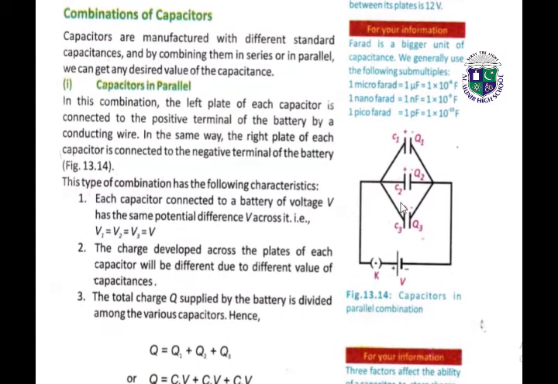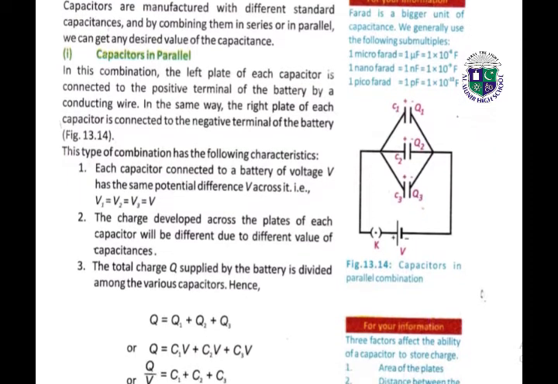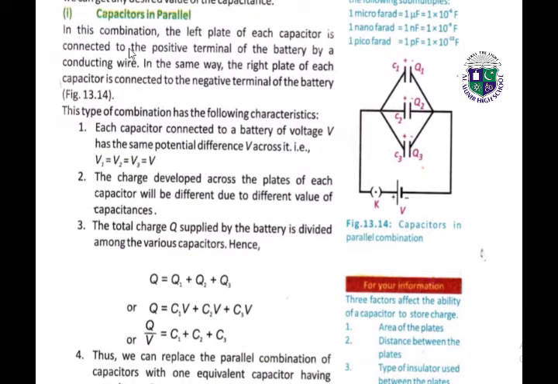Next, we have combinations of capacitors. Capacitors are manufactured with different standard capacitances, and by joining them in series or in parallel, we can get any desired value of the capacitance. First of all, we will look at the capacitors which are connected in parallel.